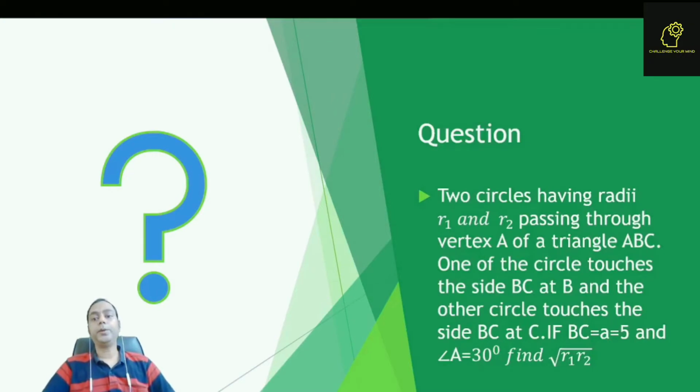Hello students, in this video I am going to discuss a very important problem from the topic circle. The question is: let two circles having radii R1 and R2 pass through vertex A of a triangle ABC. One of the circles touches the side BC at B and the other circle touches the side BC at C. If BC is equal to a is equal to 5 and angle A is equal to 30 degrees, we need to find the value of the square root of R1 R2. Now I am going to give a very interesting approach to solve this problem.